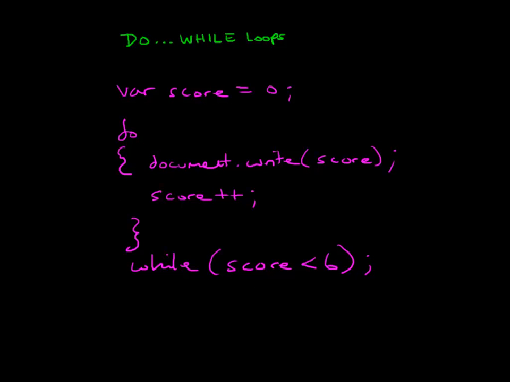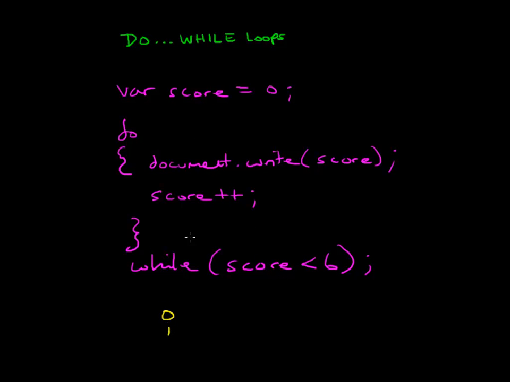Now what's going to happen here is it's going to say, right, the score is 0, do this thing here. So put the score into the HTML document. So it's going to put 0 in. Then it's going to add 1 to the score, so that now becomes 1. And then it's going to say while the score is less than 6. So is the score less than 6? Yes, it is. So I'm going to do this again.